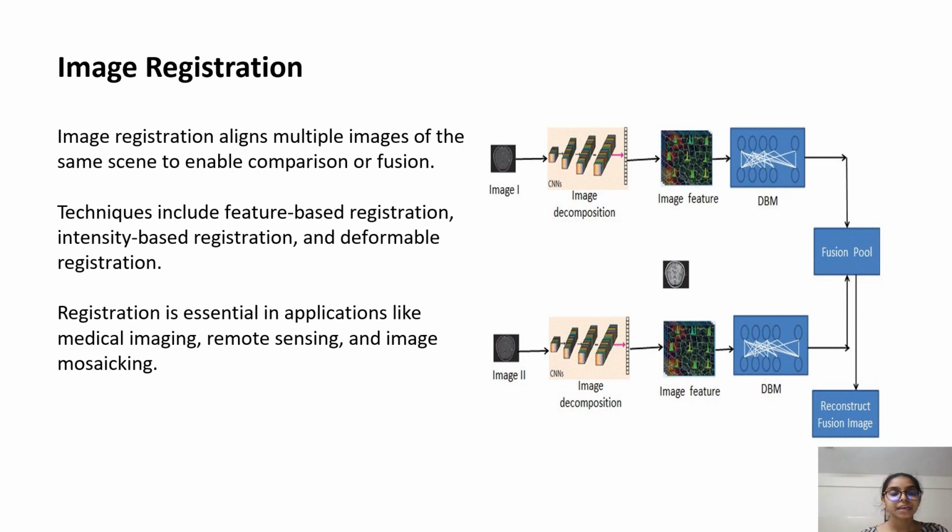Image registration. Image registration aligns multiple images of the same scene to enable comparison or fusion. Techniques include feature-based registration, intensity-based registration, and deformable registration. Registration is essential in applications like medical imaging, remote sensing, and image mosaicing.